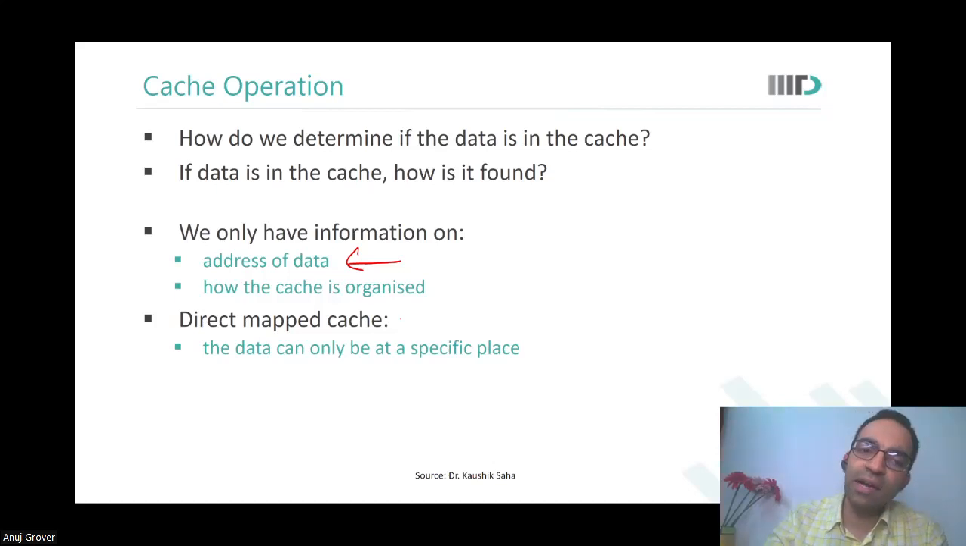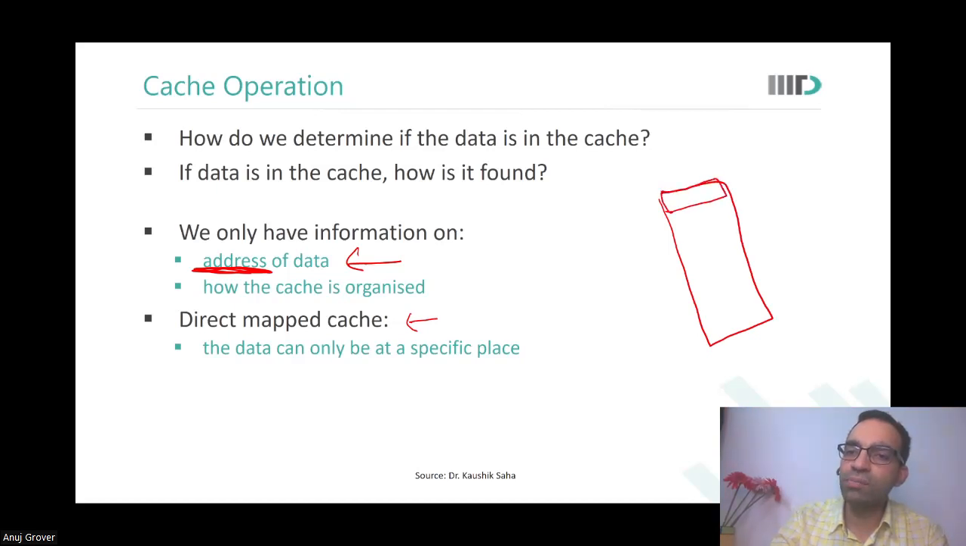Let us say the cache is organized as a direct map cache. What does direct map cache mean? It means that depending on the address of my data, I would write to only one particular location in the memory. There will be only one location where I will be able to write inside the memory. That is what is called a direct map cache. Then there are set associative caches, where you say that you can write anywhere in this cluster.